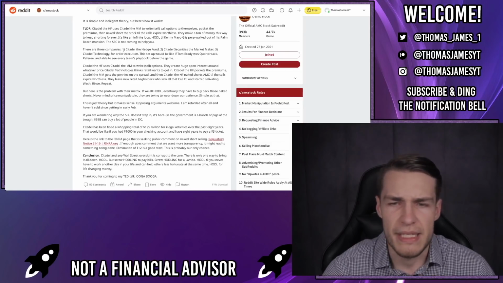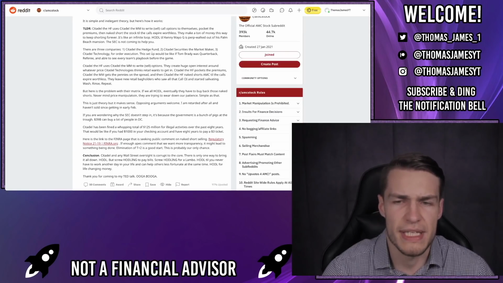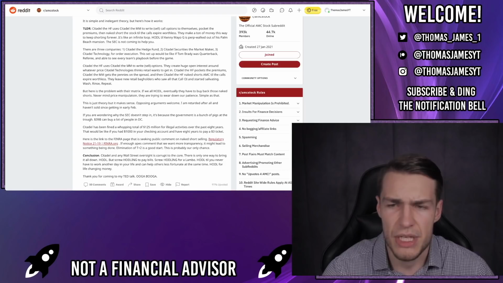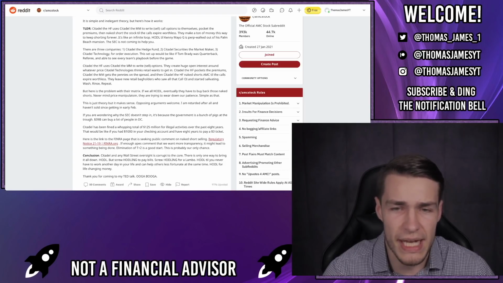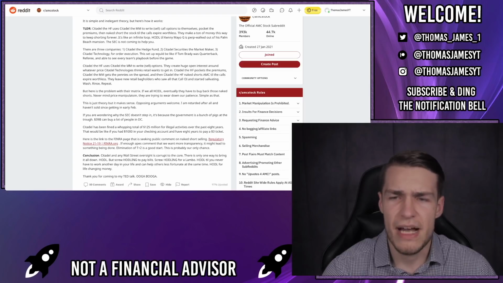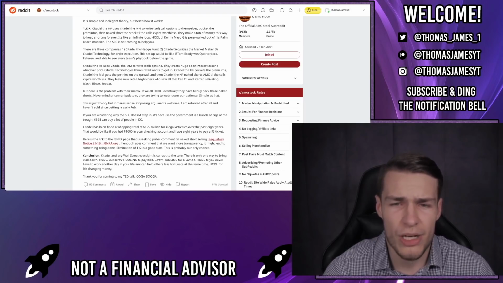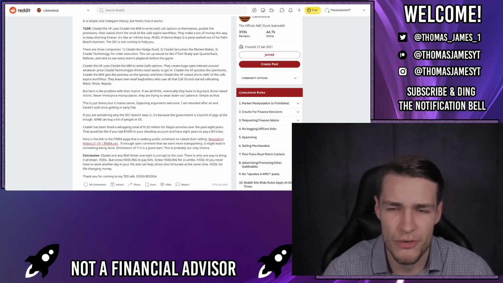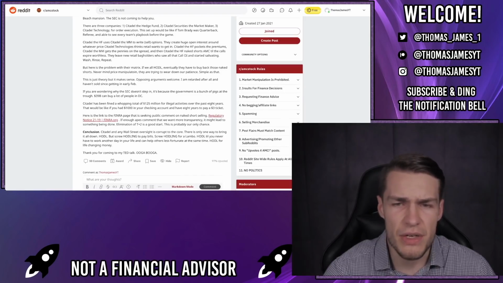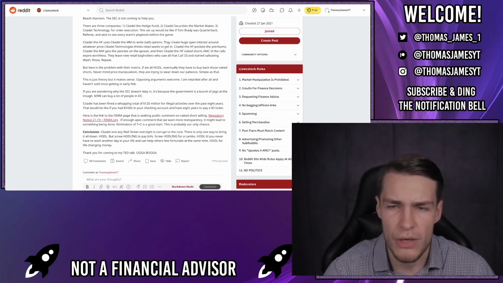So there's three companies: Citadel the hedge fund or Citadel Asset Management, Citadel Securities, the market maker, and Citadel Technology or Citadel Connect for order execution. This setup would be like if Tom Brady was quarterback, referee, and also able to see every team's playbook before the game. Citadel the hedge fund uses Citadel the market maker to write options.